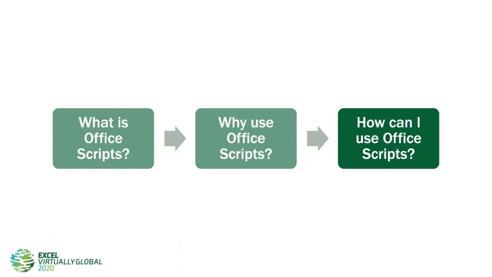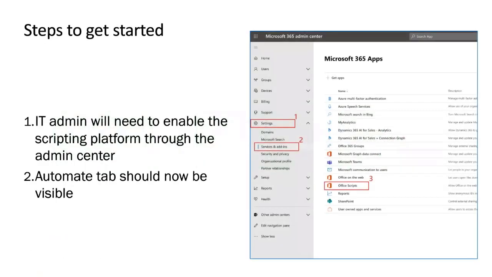Cool. So the next part, how can I use scripts? So the steps to getting started, I believe Jen covered this a little bit earlier. The IT admin, there's a couple of steps that you do in the admin portal to turn on Office scripts. And this is something that currently is available for any licenses that are above E3. And then that will allow you to explore what we have in Office scripts through the Automate tab.